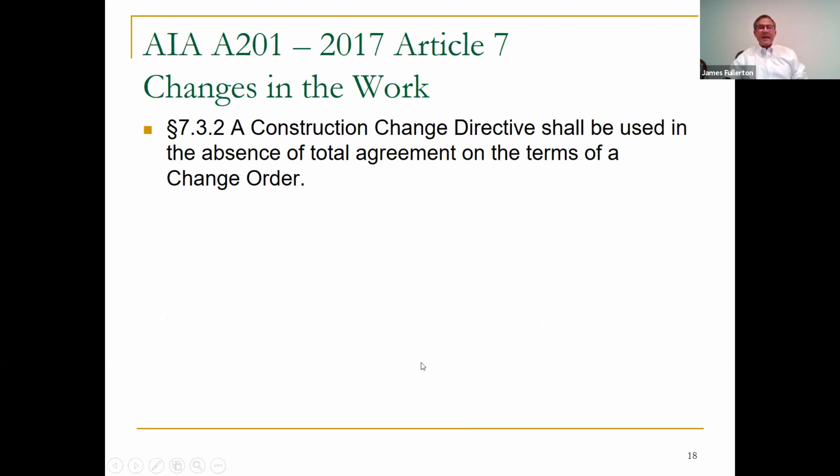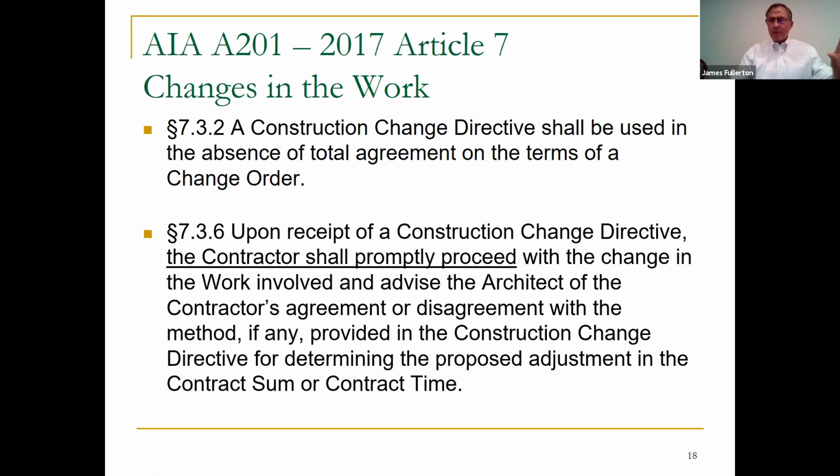Okay, and if the owner and the contractor and the architect cannot agree on a change order, then it's not a change order. You use a construction change directive instead. In real life, neither one of those things are going to happen before you're ordered to do the work. We understand that will move you to the claims procedure. But again, I just want you to be familiar with the nomenclature and all the different possibilities. Upon receipt of a change directive, you must promptly proceed with the change. The change directive might have a method for determining the proposed adjustment in the sum or the contract time.